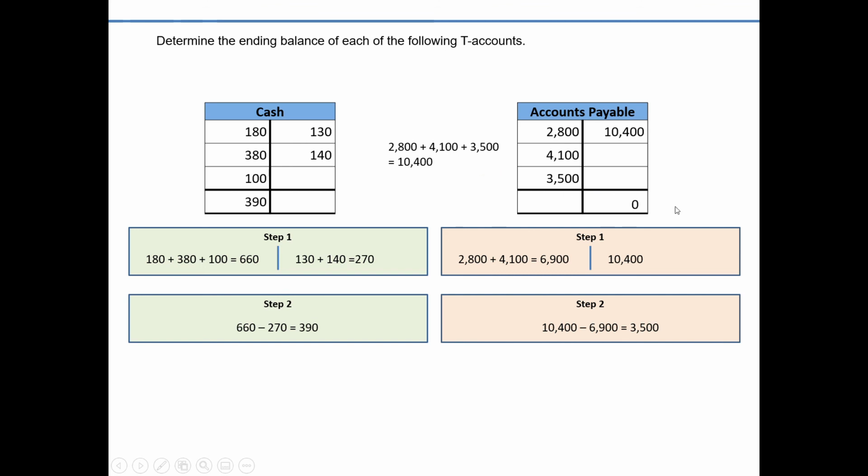I'm going to go ahead and put that on the credit side, even though they're exactly equal, because accounts payable is a liability. It normally has a credit balance. So even if it's a zero balance, we're going to go ahead and list that as a zero credit balance. Hopefully that helps get you a jump start on calculating T account balances.